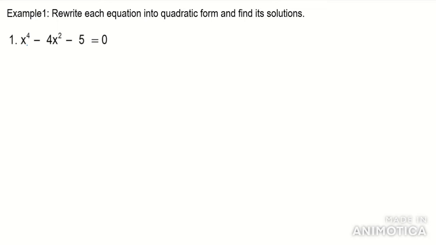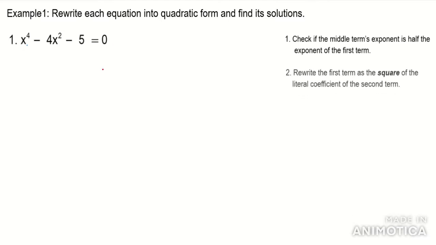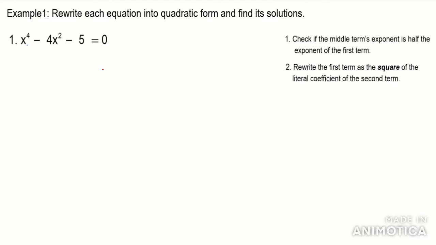First, we have x raised to 4th minus 4x squared minus 5 equals 0. The first thing that we are going to do is check if the middle term's exponent is half the exponent of the first term. Now, 2 is half of 4, so meaning to say this equation can be transformed into a quadratic equation.